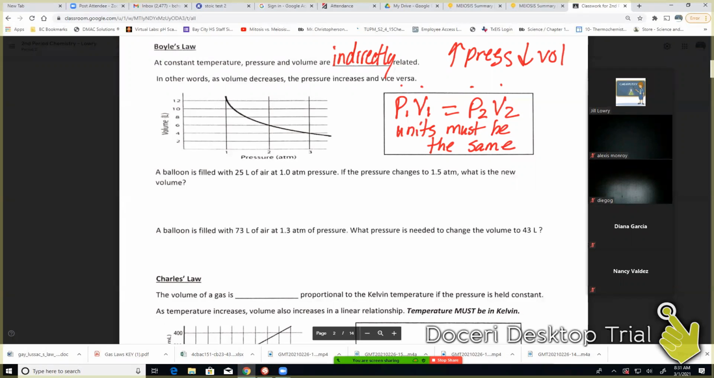So it says a balloon is filled with 25 liters of air at 1 atmosphere pressure. So that's what it's starting with. So 25 liters would be my volume, my beginning volume, my V1. Remember, liters or milliliters are your volume. And it starts at 1 atmosphere pressure, so that's my P1. If the pressure changes to 1.5 atmosphere, so that's my change, that's my P2. What is the new volume? So that's my V2. So once again, my formula is P1 V1 is equal to P2 V2.